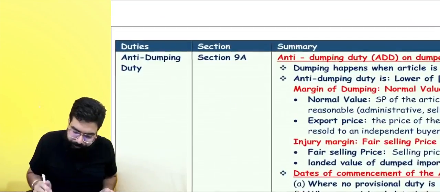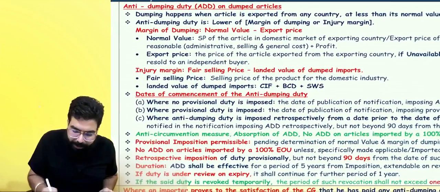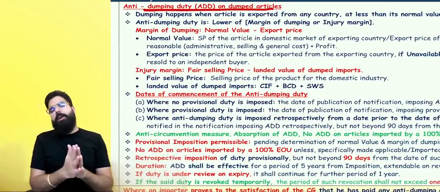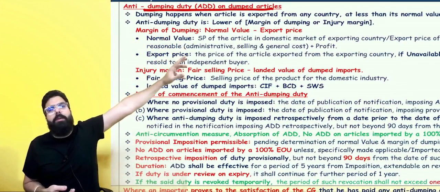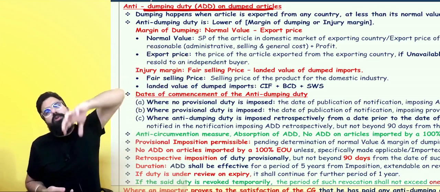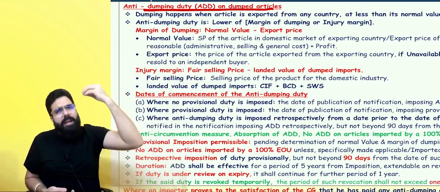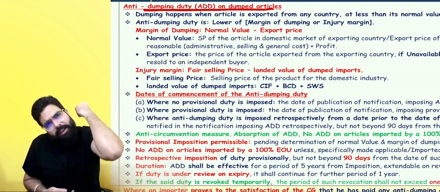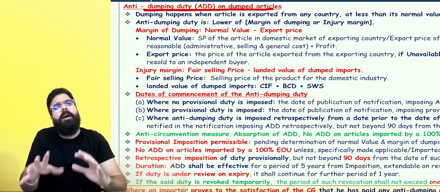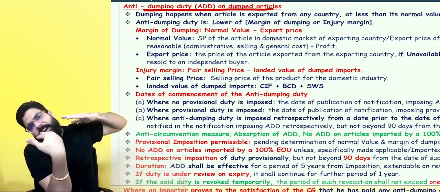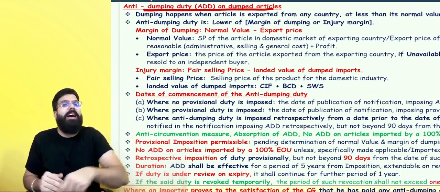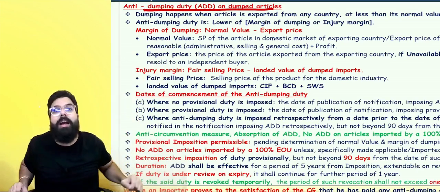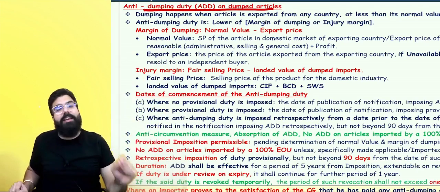Yes, Baba, let's go ahead and read about anti-dumping duty. Section number 9A, anti-dumping duty on dumped article. What is anti-dumping duty? See, what is dumping? Dumping is an act where one person who has a lot of goods remaining with him will dump all those goods into India at a very low price, even lower than his cost. He will dump it into India so that all the domestic industries under that good will die. Once the domestic industries die, he will start selling the goods into India at a higher price and start making profit. That is known as dumping.